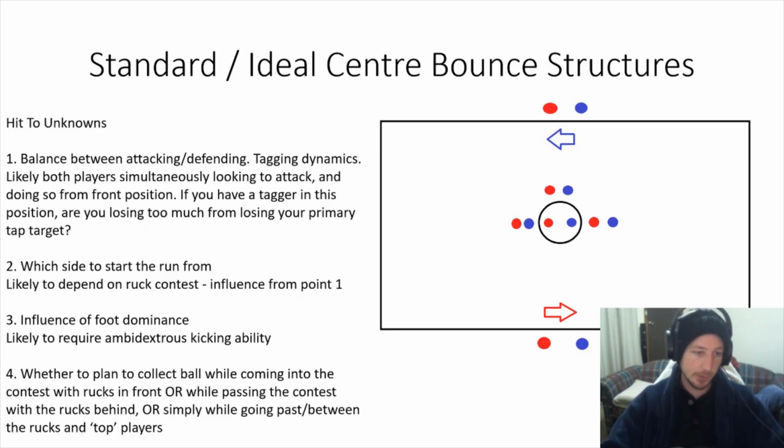And it ties into point number 3, the influence of foot dominance. I don't really know how a really dominant right footer wants to approach it compared to someone who can only really use their left foot. My assumption here is that this position probably requires you to be really ambidextrous. You want to be able to go both ways, because you just don't have the space to wheel around onto the one side that you prefer, if you do have a heavy preference.